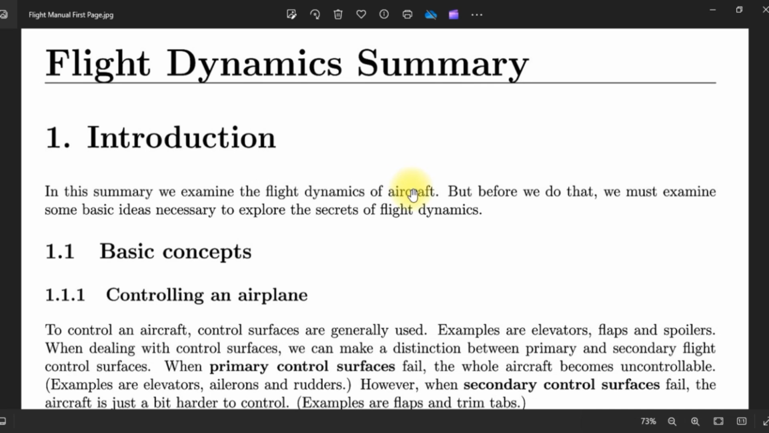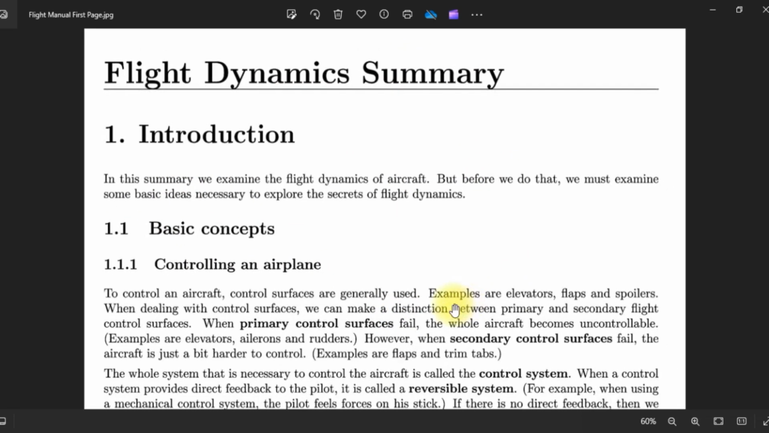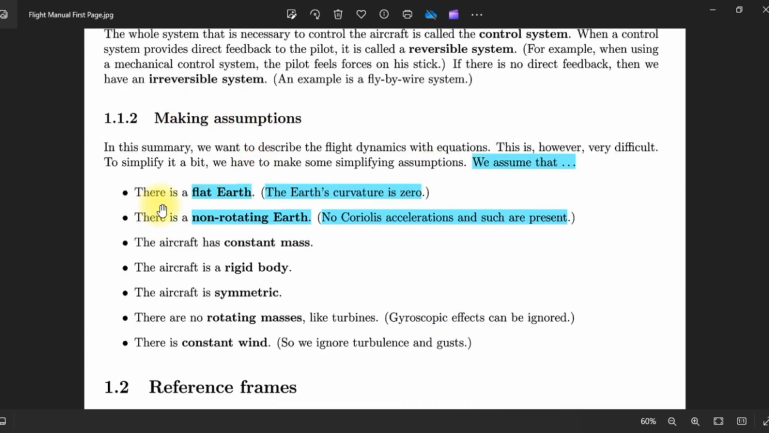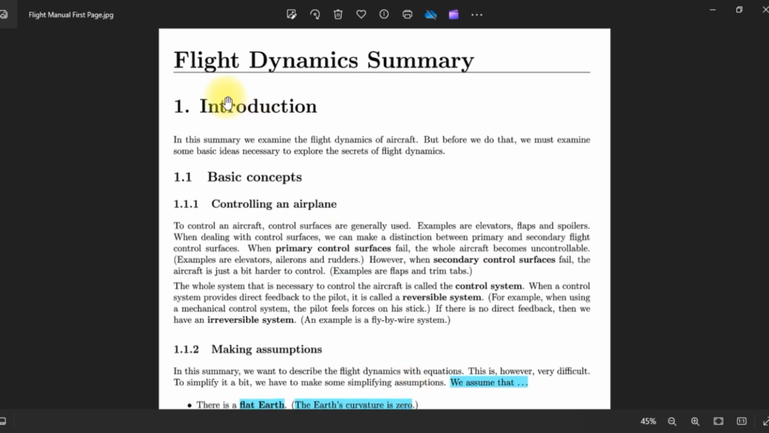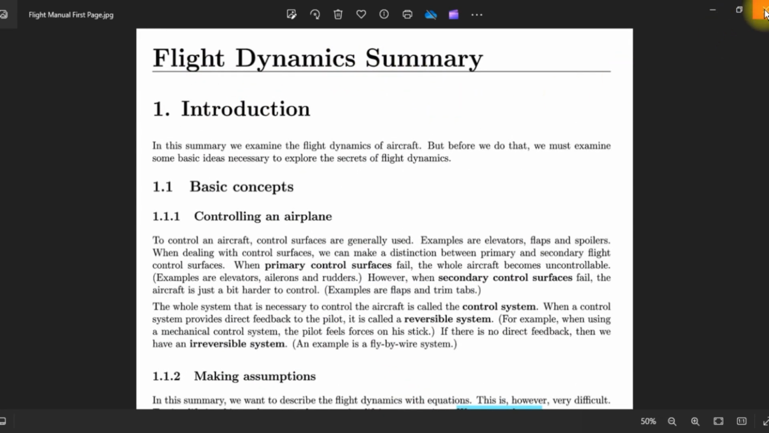One more thing before we go. Flight dynamics summary, introduction, basic concepts, controlling an airplane. Making assumptions. There is a flat Earth. The Earth's curvature is 0. We assume that there is a flat Earth. The Earth's curvature is 0. There is a non-rotating Earth. No Coriolis accelerations and such are present. This is Flight Dynamics Summary.